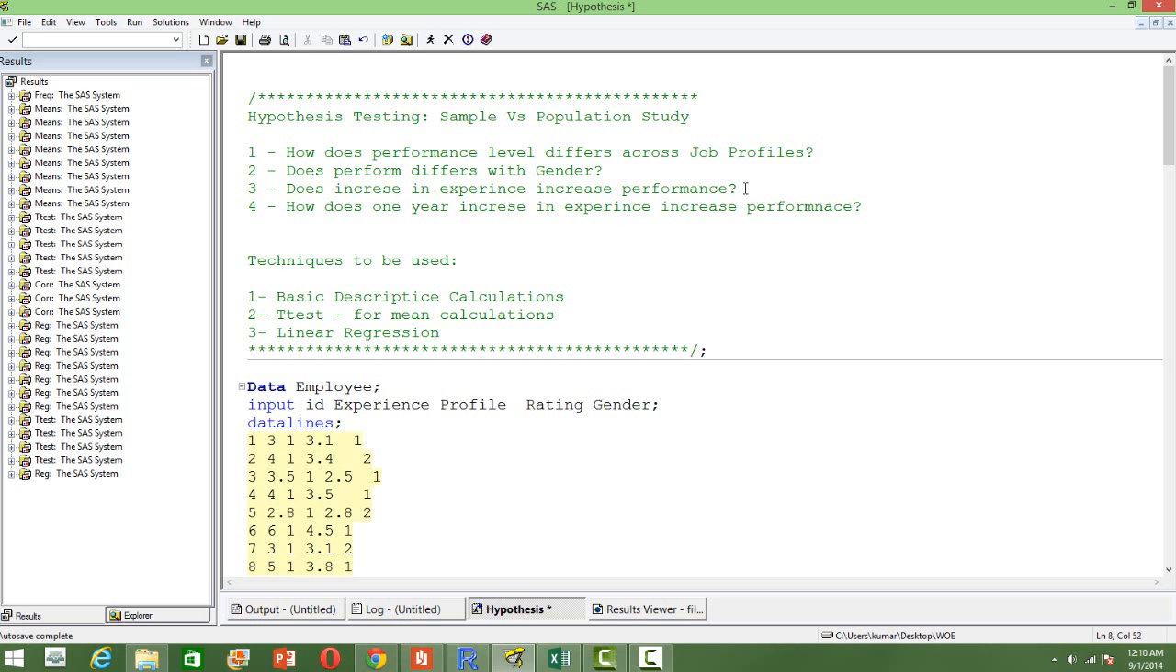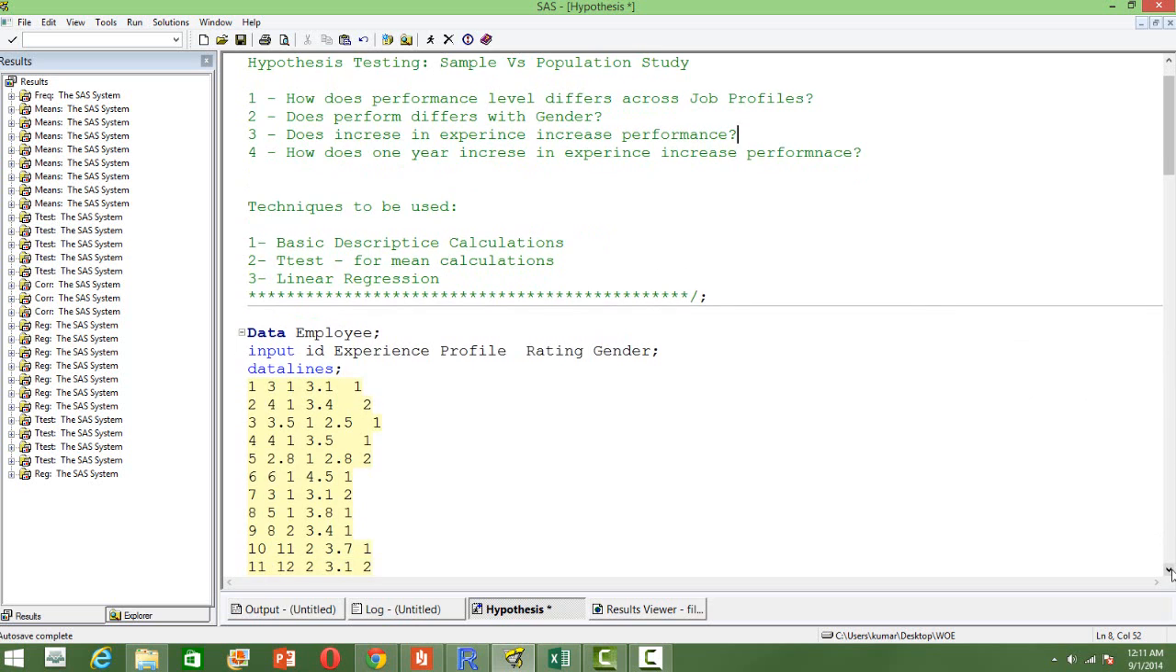And then finally, we would also like to know how a single year of extra experience increases somebody's performance. That depends on the third hypothesis, whether an increase in experience increases performance or not. If that is true, then to what extent, how do we quantify it? To what extent does it impact performance? For example, if you want to compare two employees, one having 5 years of experience and the other having 6 years of experience, how can we compare their respective performance levels?